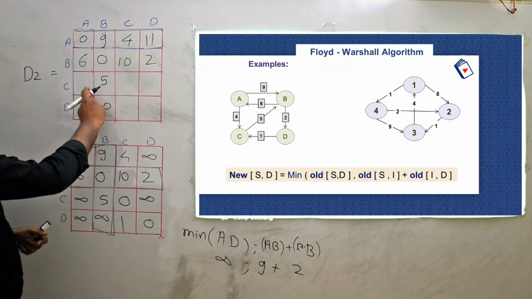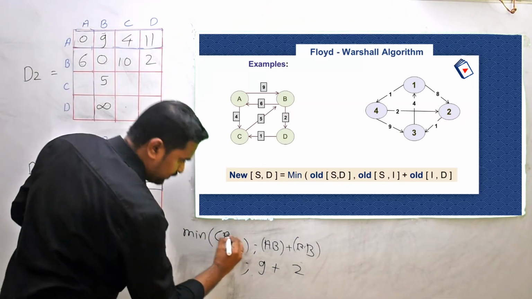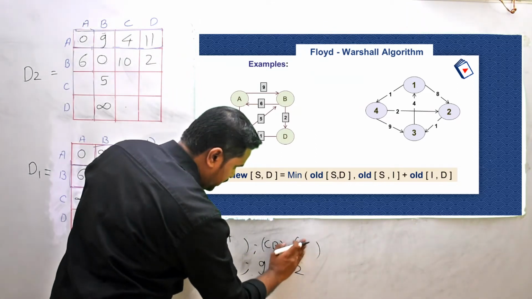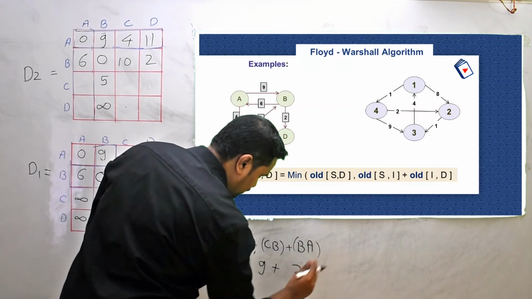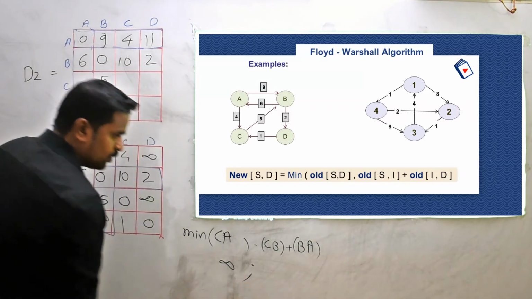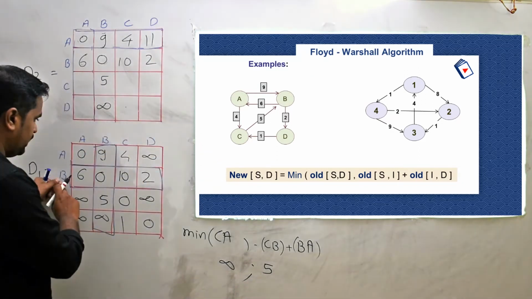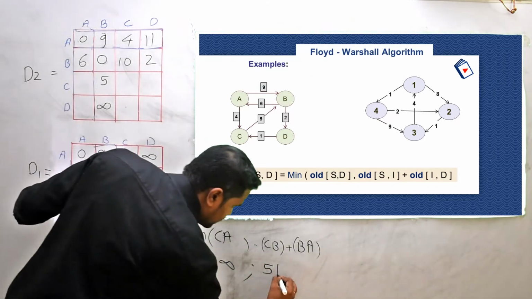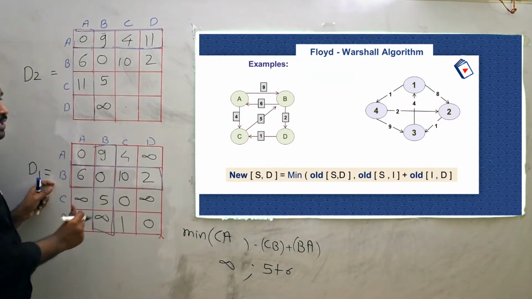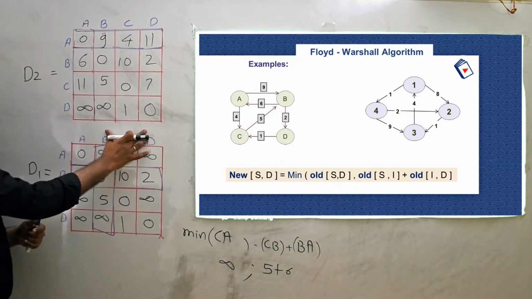Similarly C to A. Okay, now I have to repeat the same process. C to A, how? First of all, C to B and B to A. C to A direct value is infinity. C to B is 5 and B to A is 6. So 11 is less than infinity, so there is 11. Similarly the values for this and this. So in this way my D2 matrix is complete.